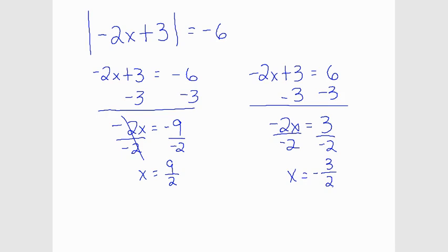So let's plug it back into x once again. We get negative 2 times the 9 halves. Well, the 2's would cancel, and we get negative 9 out of it, and we get negative 9 plus 3. So I'll just write that is negative 9 plus 3 is negative 6. Ooh, that's promising. Absolute value of negative 6 would give us positive 6.